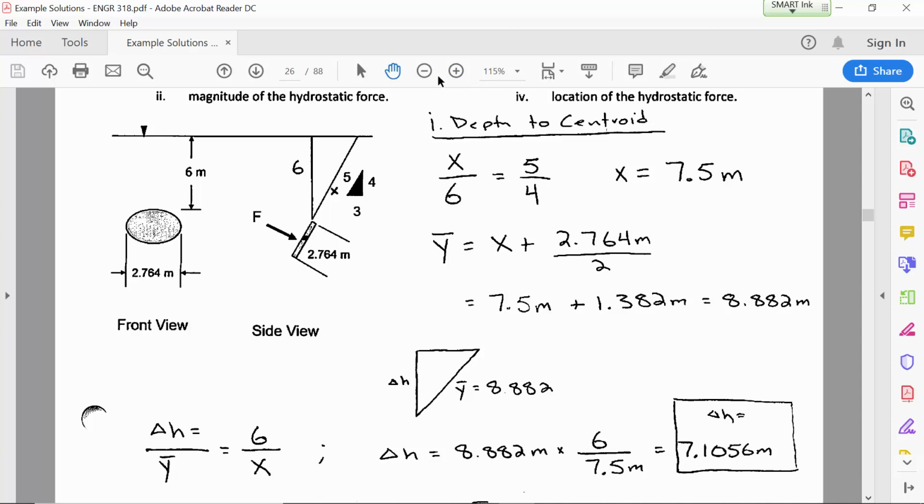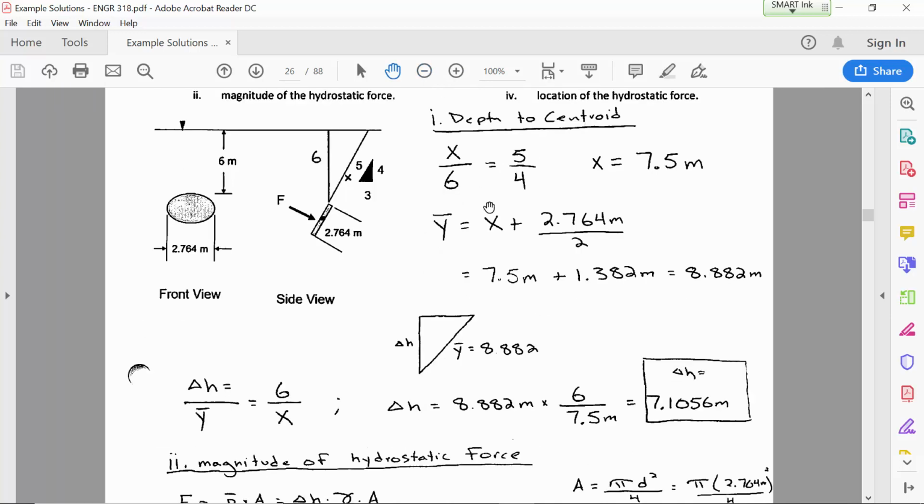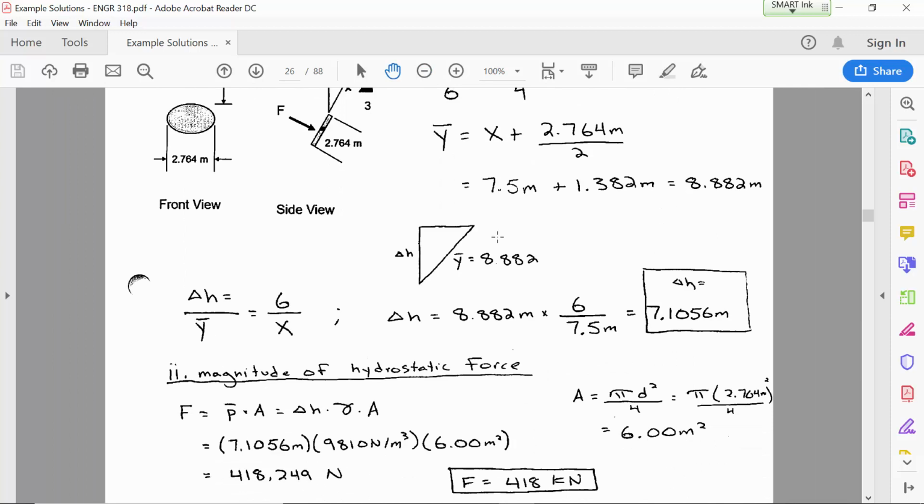And I think that's really the trickiest part of the problem, is finding the depth of the centroid, because once you've got that, then the magnitude of the hydrostatic force is pretty easy. Just by sheer coincidence, it turns out our cross-sectional area is 6 square meters. And so if you multiply the pressure at the centroid by that area, you'll get 418 kilonewtons.